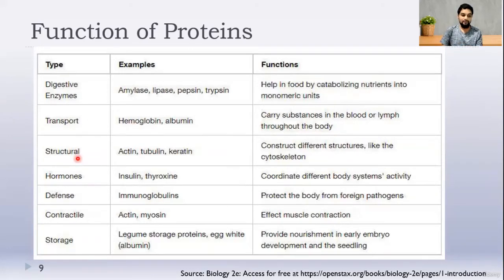Proteins also help in formation of our structure. For example, we have actin, tubulin, and keratin, and these are all important for the structure of living organisms. Hormones are also made using proteins. For example, insulin and thyroxine. Proteins are also important in defending our body against pathogens. Proteins are important in movement. For example, we have actin and myosin. These are structures that are made using protein. And in some cases, the protein is used as storage.